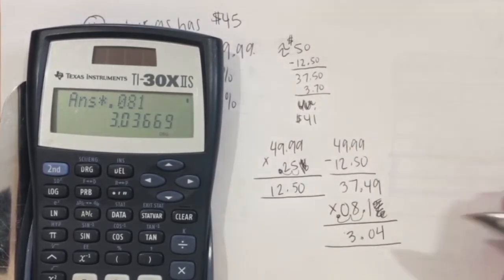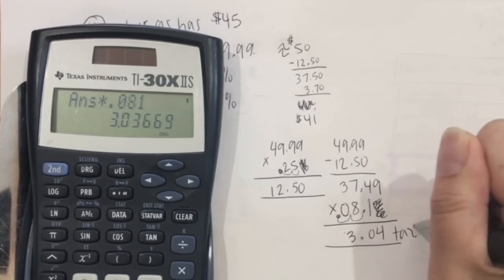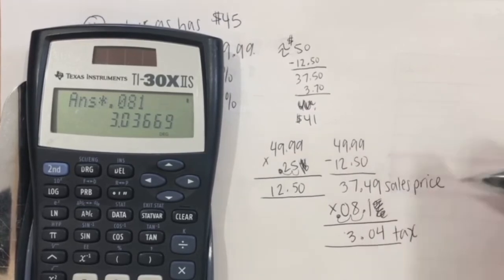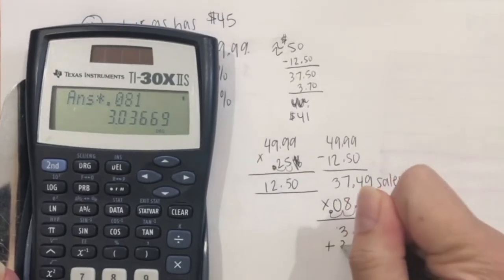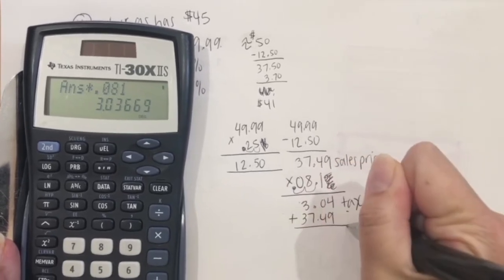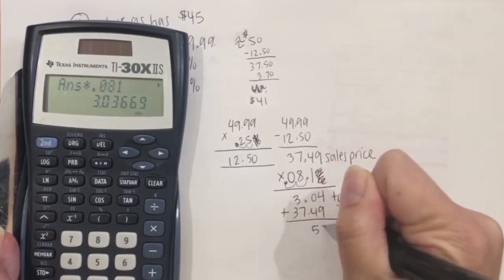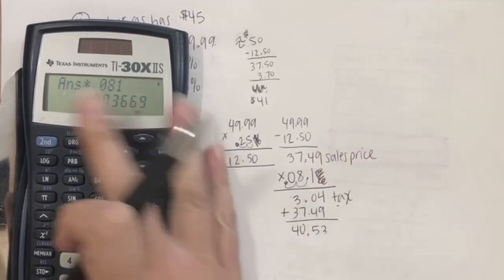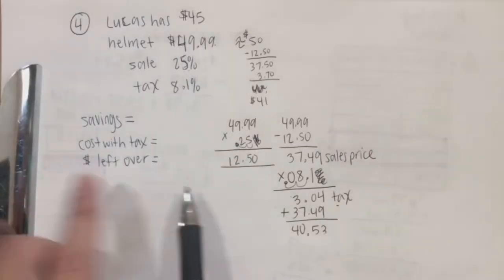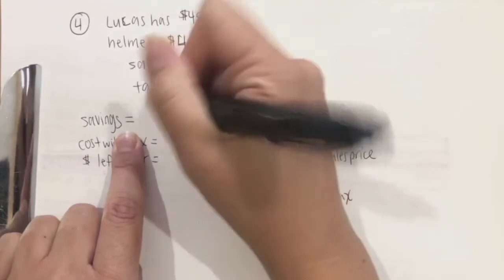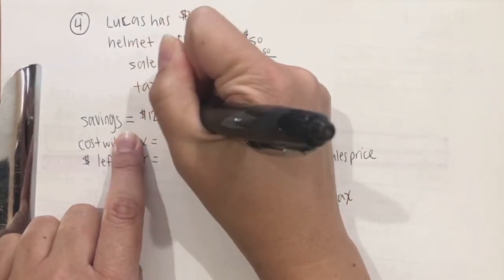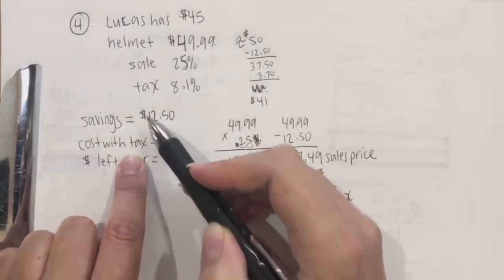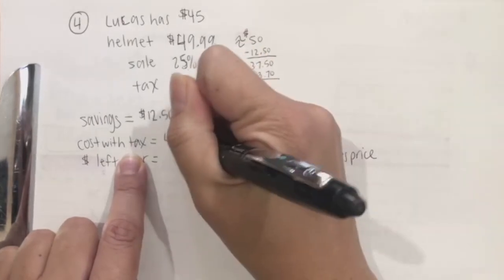Okay, so now that $3.04 is the tax. We need to add it back to the sales price. Plus $37.49 equals $40.53 as our final price. So the savings was $12.50. That's what we got off from the sale price, where we took 25% off. The cost with tax is $40.53.